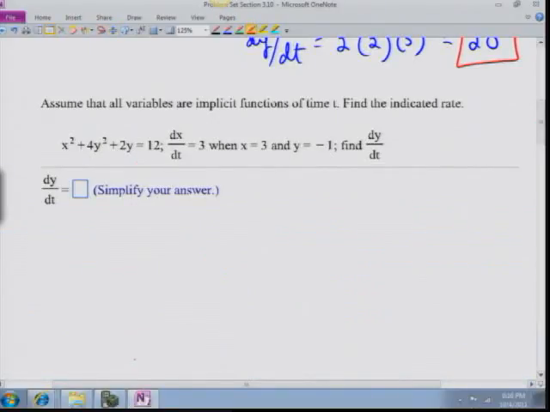Okay. All right. Assume that all variables are implicit functions of time t. Find the indicated rate. So you've got this function, and you're given dx dt when x is 3 and y equals -1. Find dy dt. Right now, this is the forerunner of the word problems that we're going to have, because they're not going to say dx dt is this and whatever. You got to figure that out. All right, so let's write this equation.